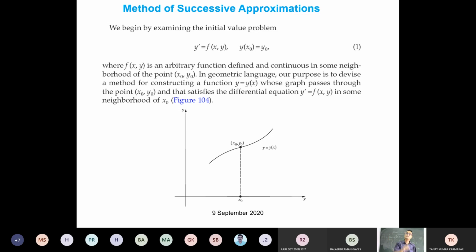So that is why Picard brought on the idea of generating a sequence. That is where Picard's method of successive approximation comes into the picture. Okay, so this is the history.